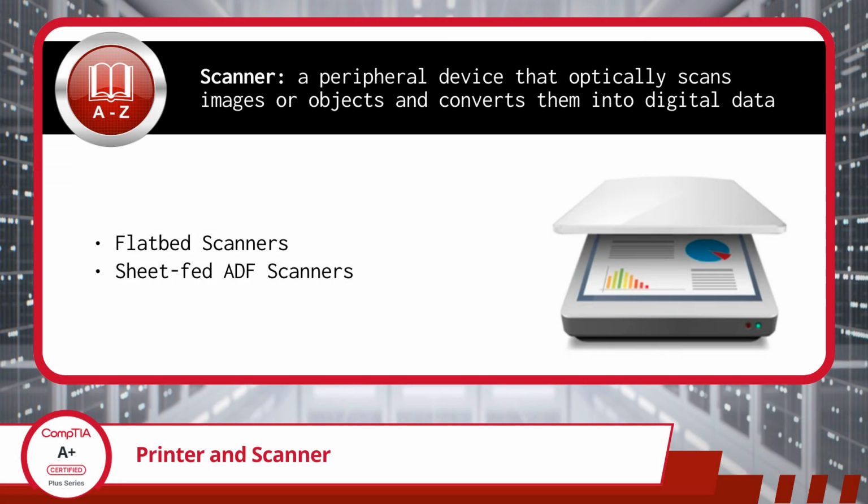While a printer outputs digital data, a scanner does the exact opposite. A scanner is a peripheral device that optically scans images or objects and converts them into digital data. The most common scanner types are flatbed scanners and sheet-fed ADF scanners.